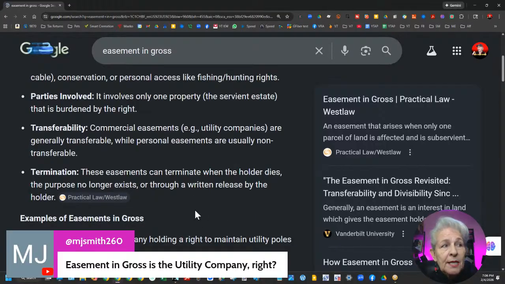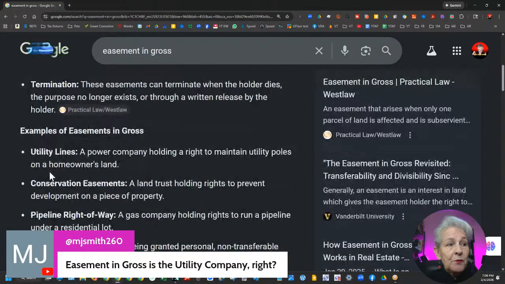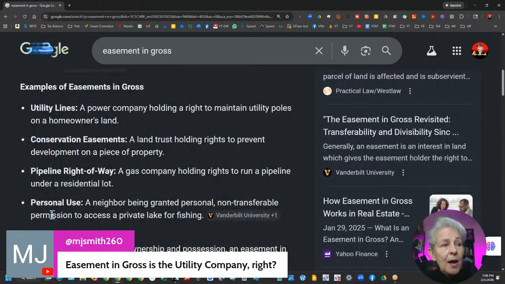If it was a temporary private easement that was given to one person, hey, you can come and fish off my land, but I'm just giving you the right of way while I'm here, that person dies, that easement is gone, because that's temporary. So other examples of easement in gross: utility lines, conservation easements, pipeline right of way, personal use, a neighbor being granted personal, not transferable permission to access a private lake for fishing, just as I mentioned.